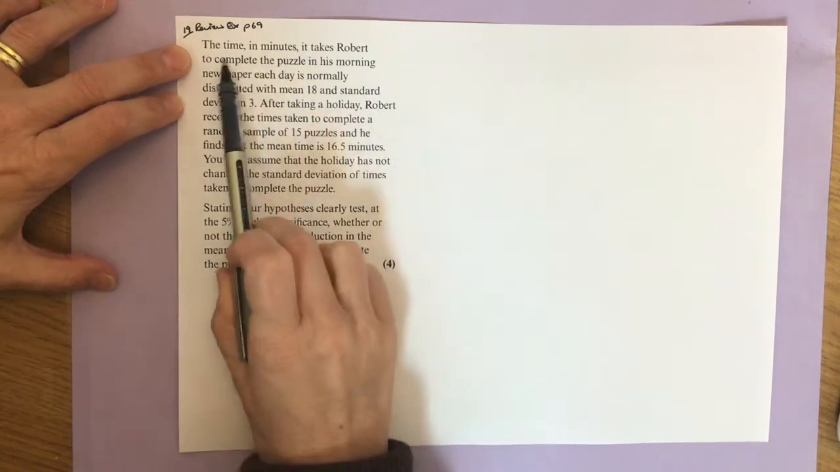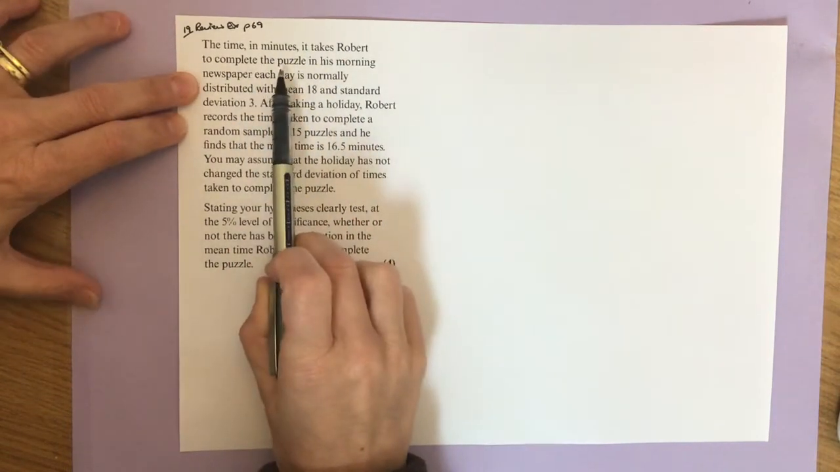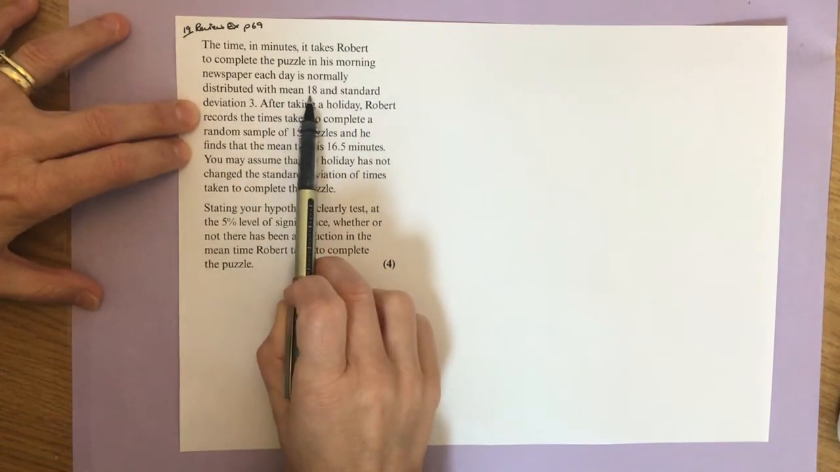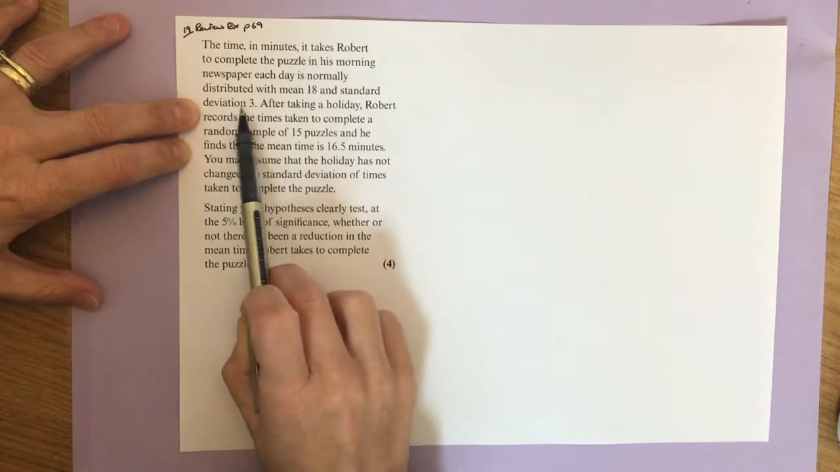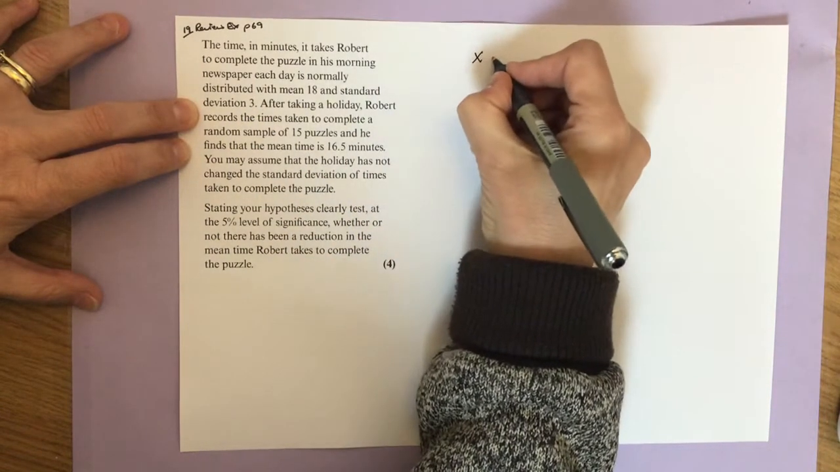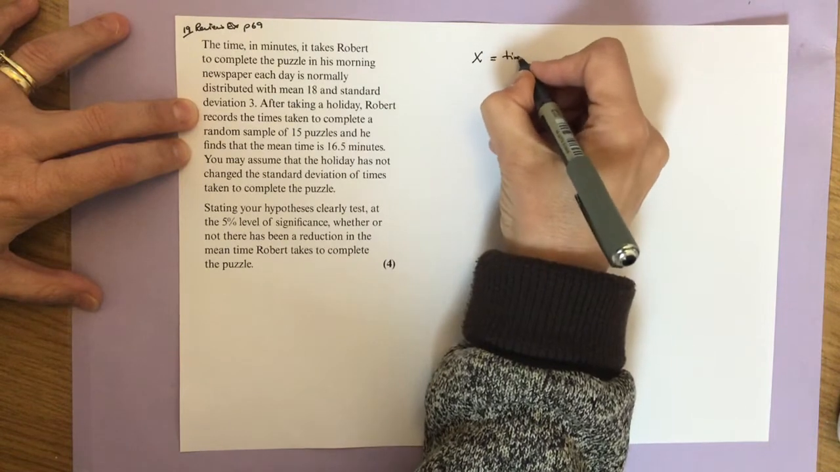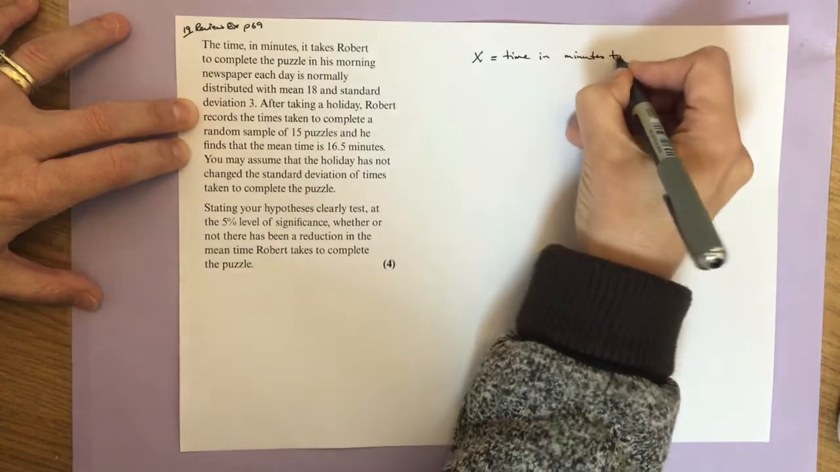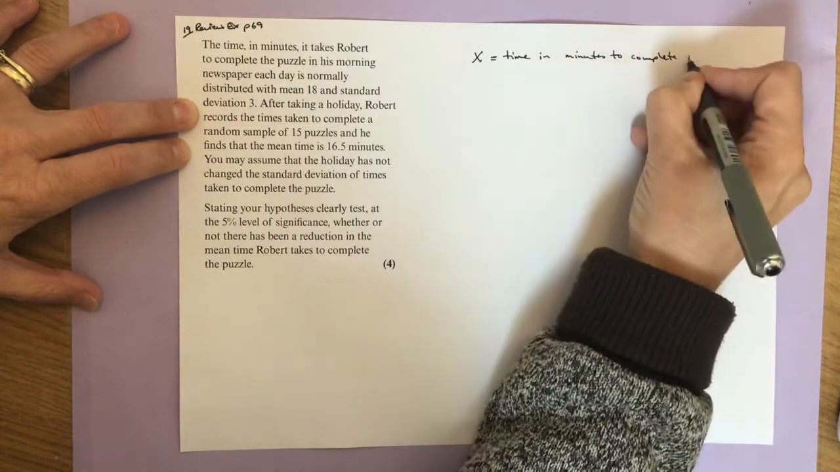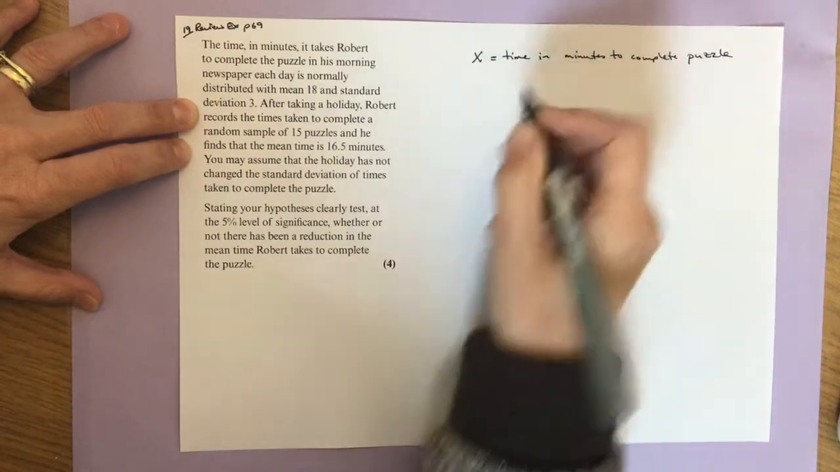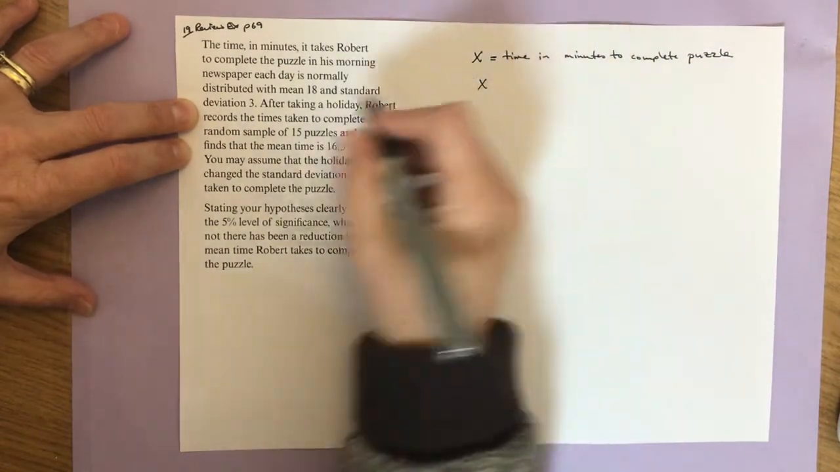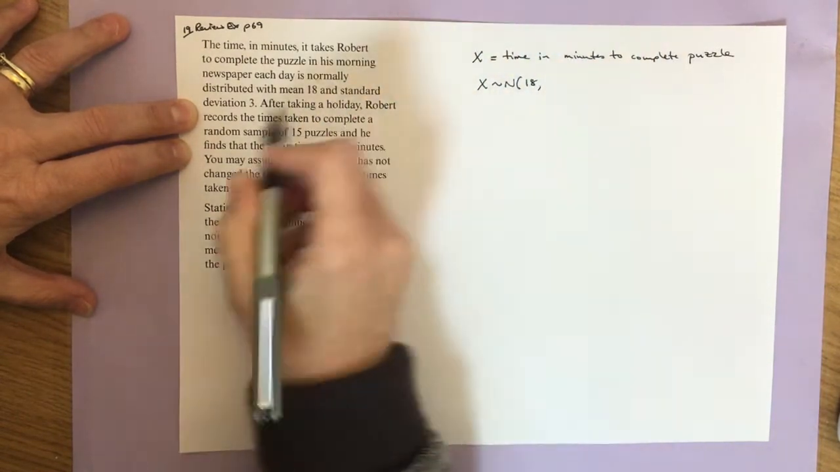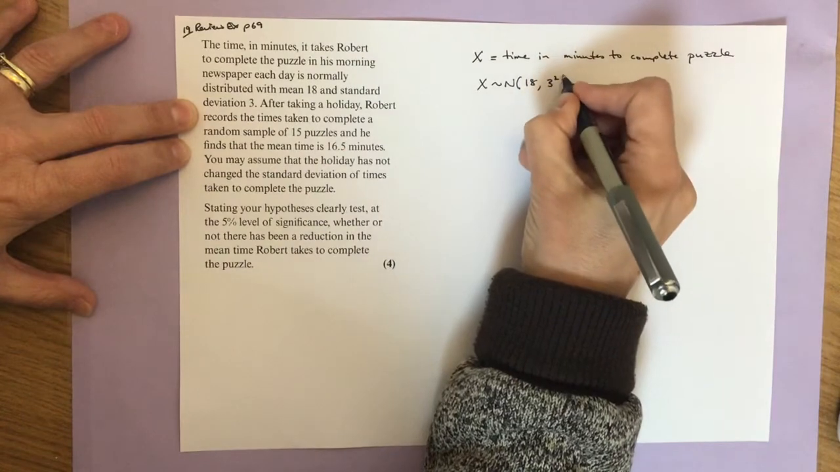Okay, so the time taken in minutes for Robert to complete a puzzle in his morning newspaper each day is normally distributed with mean 18 and standard deviation 3. So let's just write something down about that. So X, my random variable, continuous random variable, is going to be the time in minutes that it takes to complete a puzzle. Okay, so there's my random variable, and that, we're told, normally distributed with mean 18 and standard deviation 3. So the variance is 3 squared.